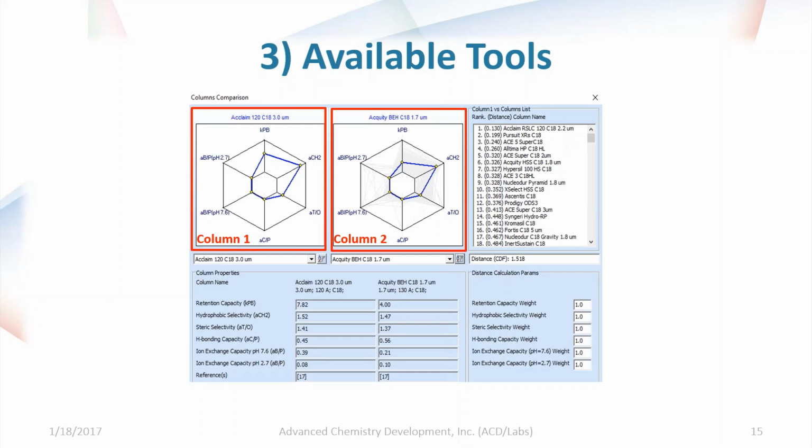Now the other nice feature here is that if you know your 6 Tanaka parameters for a column that's not listed in our database, you can add a new column. So you're not limited by what's listed here.